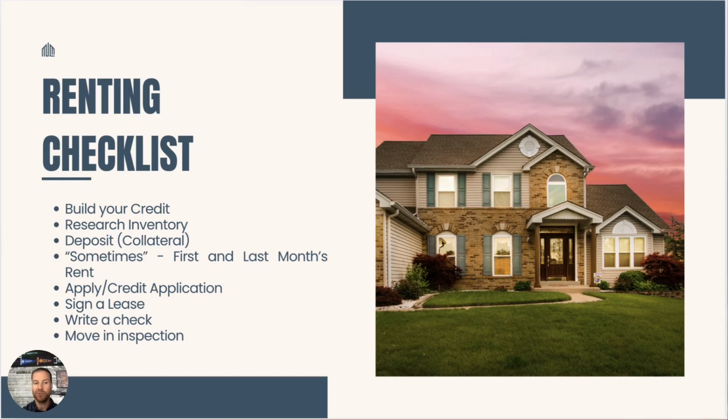We then move into a renting checklist. First thing that we need to do is make sure that our credit score is high enough to be eligible to even apply. In Unit 4, credit, we discuss all of the different parameters as to how to establish credit, especially as a teenager, or also how to rebuild credit. Then I teach students how to research inventory, save up enough money for a deposit, which is also known as collateral. And then sometimes they will need to come up with the first and last month's rent, apply the credit application, sign a lease, write a check, and then complete a move-in inspection.